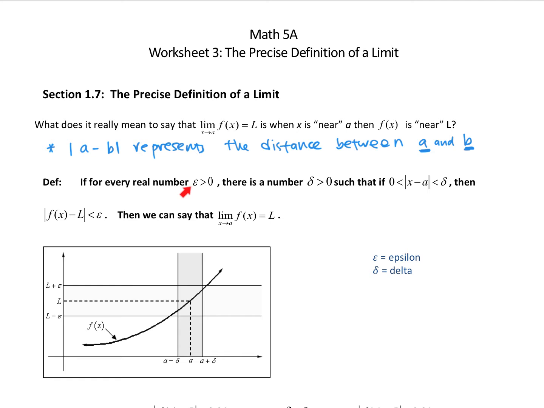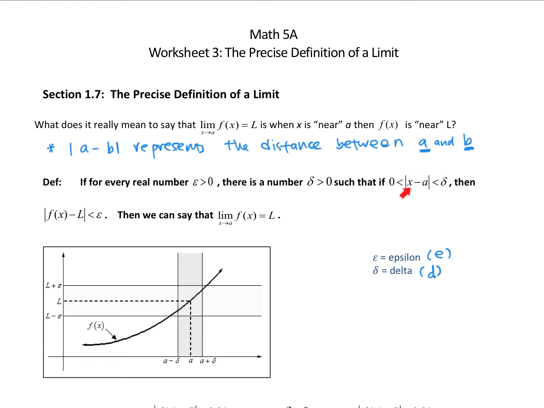If for every real number epsilon, the Greek letter epsilon, there's a number delta. So again, this is the Greek letter delta. Epsilon is basically E in English, it's a Greek letter, and delta is basically D in English. So we're just using a different alphabet. Such that if 0 is less than the absolute value of x minus a is less than delta. Wow, what does that mean?